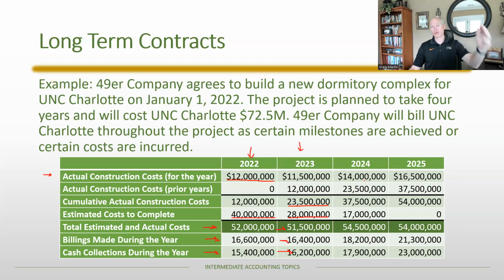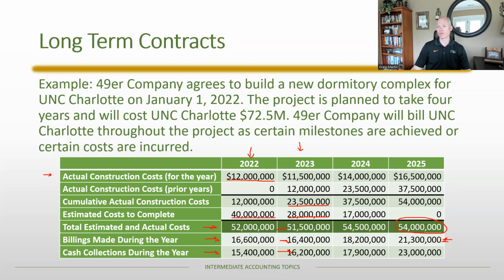So 2024, new costs, new total, new estimate to complete, more billings, more collections, until at the very end, we have the total cost. And at this point, it's all actual, right? We're done with the project, and so every cost that we have is actual. They've made their billings throughout the year and they have cash collections.